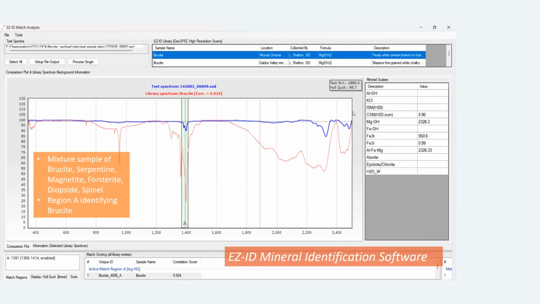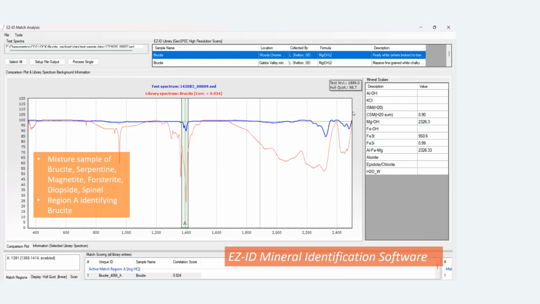Okay, so here you're looking at a screenshot of that EasyID software I was talking about, where again, this allows us in real time to measure the sample, and we can compare that to a built-in library spectrum. So the blue line that you see here is our mixture sample. And the red line is going to be our library spectrum.